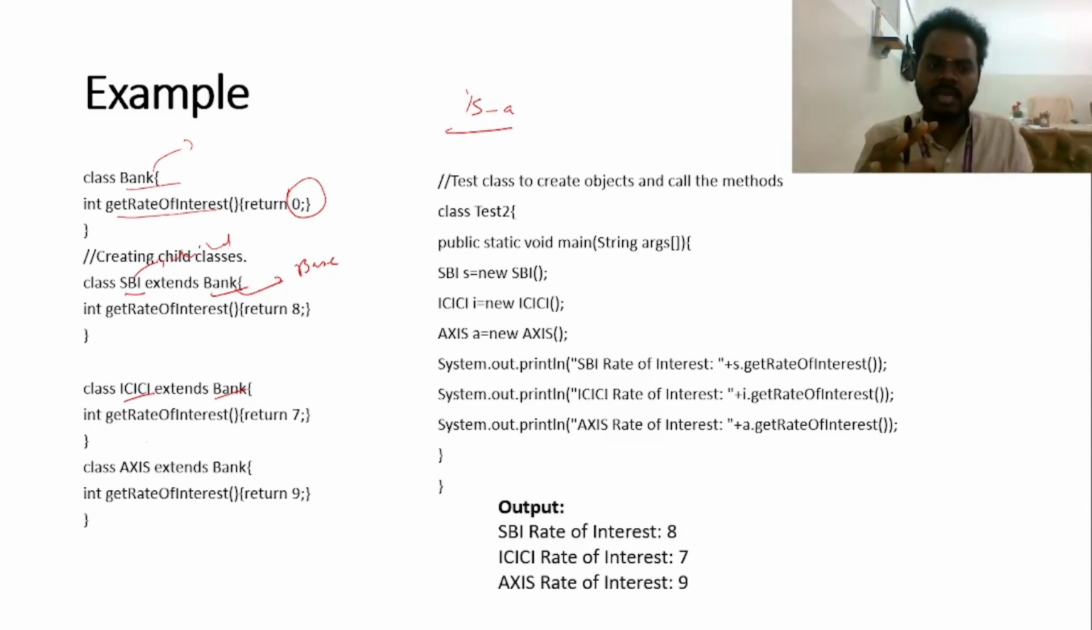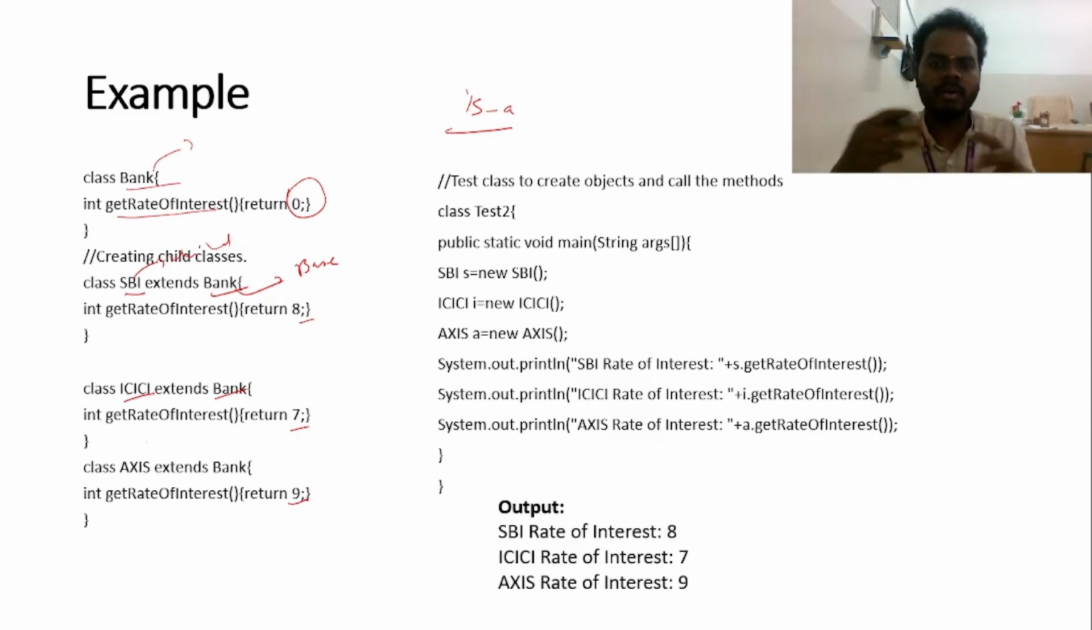So in my derived classes, SBI, ICICI Bank and Axis Bank, all the classes have a common method called getRateOfInterest, but they follow a different constraint. For example, SBI Bank will follow the rate of interest as 8%, ICICI Bank as 7%, and Axis Bank as 9%. Okay, and this is all about the template of your method overriding.